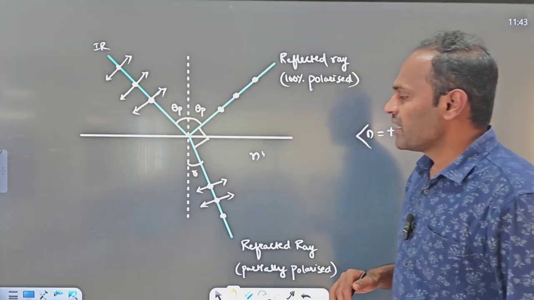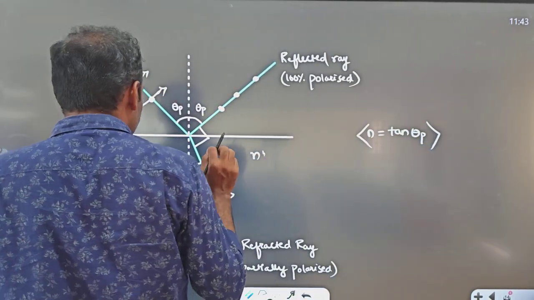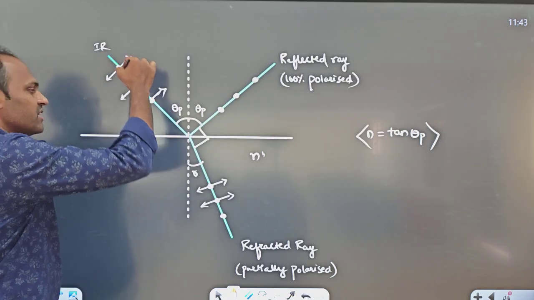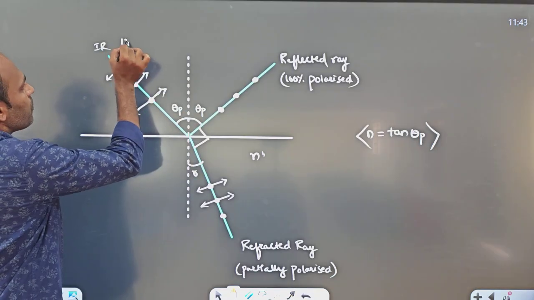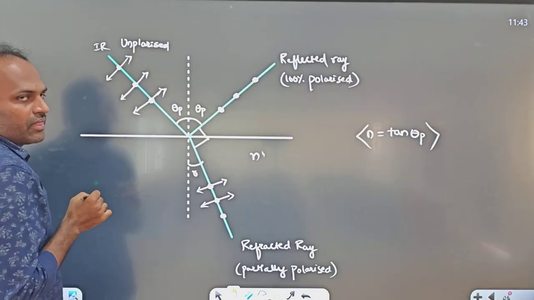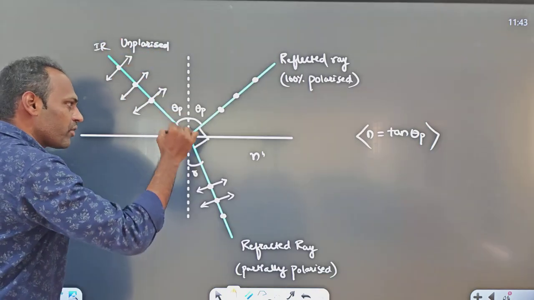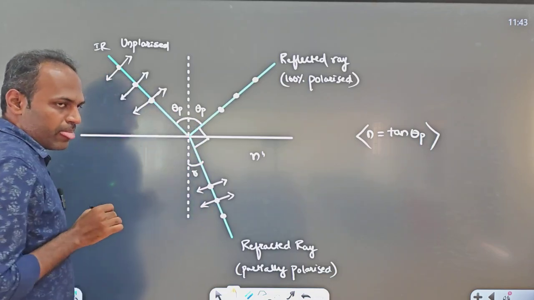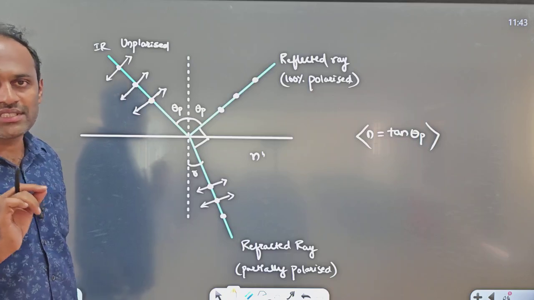Okay, the last thing is polarization by reflection. This is the incident ray which is unpolarized. We have incident this unpolarized light at an angle called the polarizing angle. We have made the light incident at the polarizing angle.